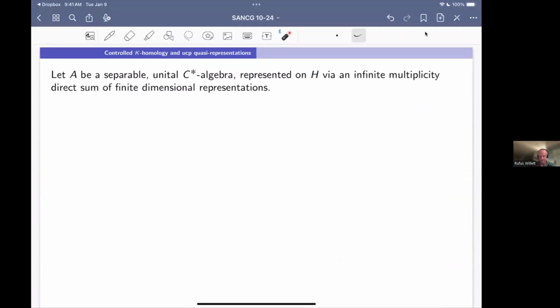I'm assuming that such a thing exists, assuming it has a direct sum of finite dimensional representations which is faithful, and then infinite multiplicity just means I take that faithful representation and add it to itself infinitely many times. So it's represented on a separable Hilbert space via a direct sum of finite dimensional representations, where each of those finite dimensional representations is repeated many times. So okay, assume that such a thing exists. It may or may not in general.